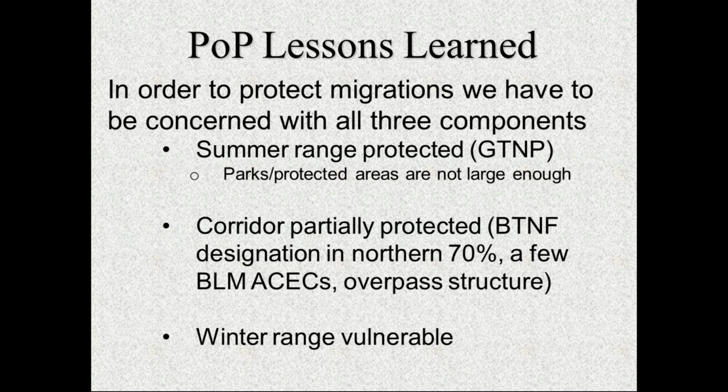Now, the BLM did place some areas of critical environmental concern, ACECs, in the Trappers Point bottleneck specifically. That's very helpful to maintaining this migration. And then, of course, the state of Wyoming with their investment in the overpass and underpass structures along this migration. But what I want to speak about for a few minutes here is the third component of this, and that's the winter range, which currently is fairly vulnerable for a species like pronghorn.